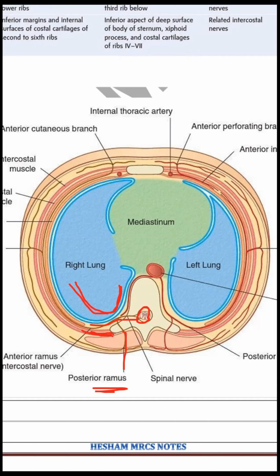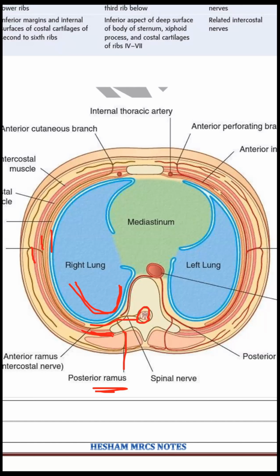Then it passes between these muscles. This muscle is the transversus thoracis, this muscle is the internal intercostal, and this muscle is the external intercostal. The site of passage of the intercostal nerve in the thorax is like in the abdomen, because in the abdomen it passes between the internal oblique and the transversus abdominis. And in the thorax, it passes between the internal intercostal and transversus thoracis. So please keep this. Intercostal nerves and subcostal nerve in the abdomen pass between the internal oblique and transversus abdominis, and in the chest, between the internal intercostal and the transversus thoracis.